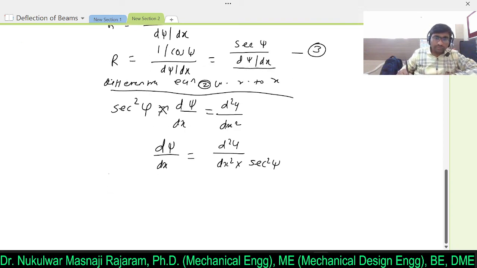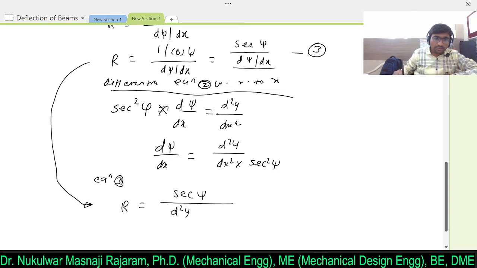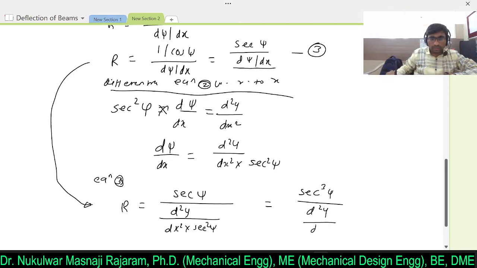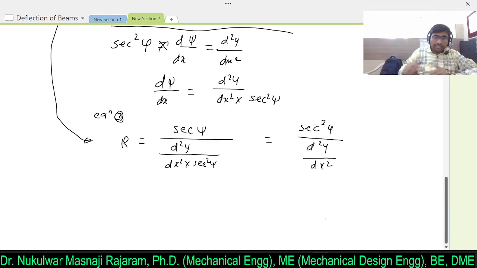Clear? Now I will substitute all these values in equation 3. So this equation will become radius of curvature r equal to sec psi divided by del 2y divided by del x square into sec square psi. So here if you observe, by rearranging, this will become sec cube psi divided by d square y divided by del x square. Simple. Now I will take the reciprocal of both sides, then I can write 1 upon r equal to d2y divided by dx square divided by sec cube psi.